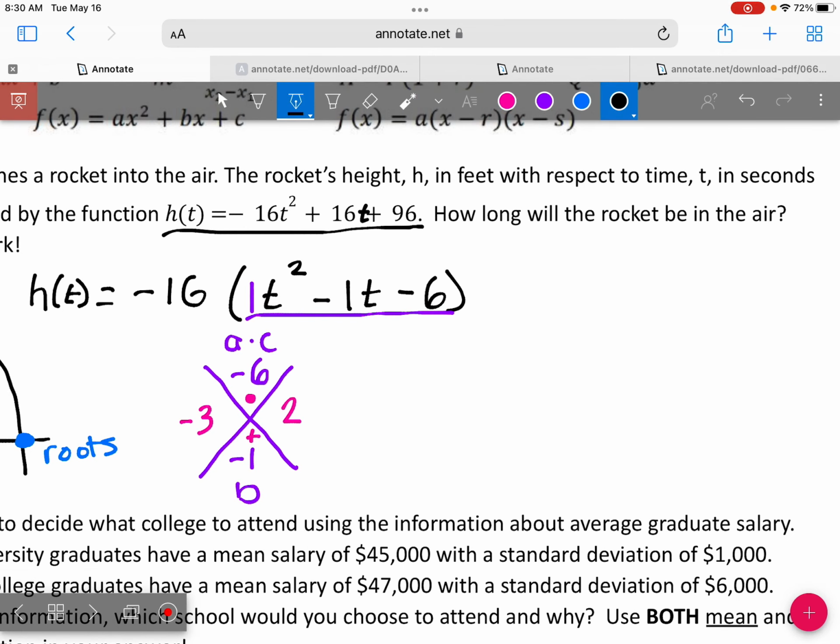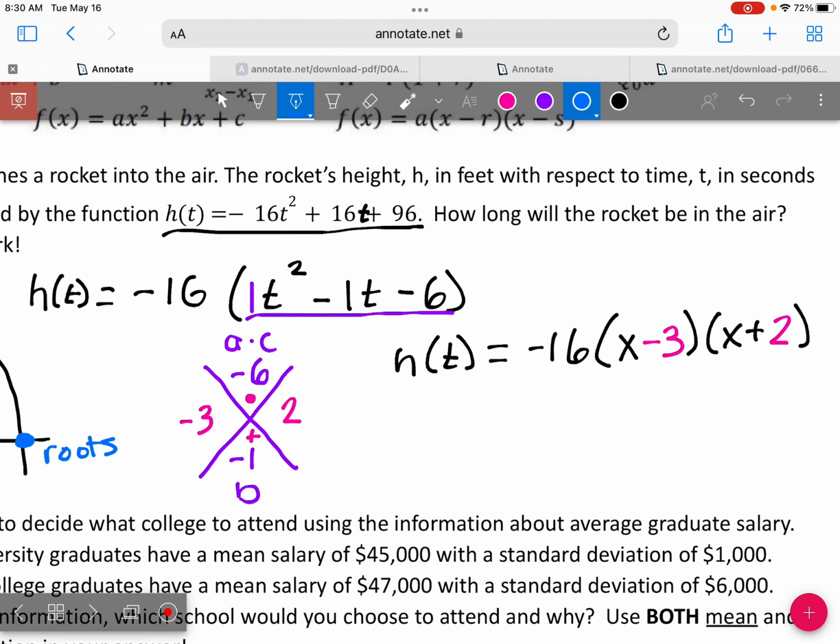Which means we can go straight into our factored form here. Our equation, h of t, is negative 16 out in front, x minus 3 and x plus 2. That gets us factored form. It doesn't quite tell us our roots though. We have to go a step farther.